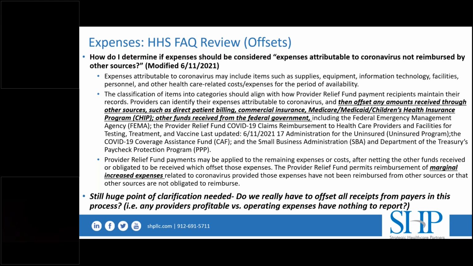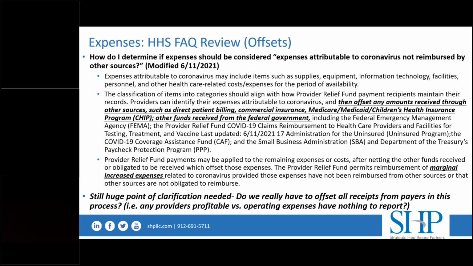You can also read it like any direct billing for any patient offsets. And so I made this point at the time, and I just don't think it's been clarified, is my last bullet point there: do we really have to offset all receipts from payers in this process, as in any provider that's currently profitable versus operating expenses? If your net revenues cover your operating expenses, do we now have nothing to report? I don't think that's the intention, but I haven't seen an FAQ directly hit that point.